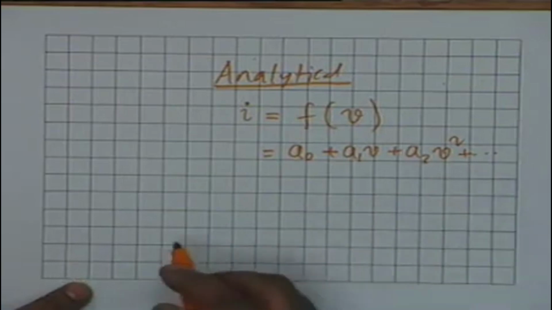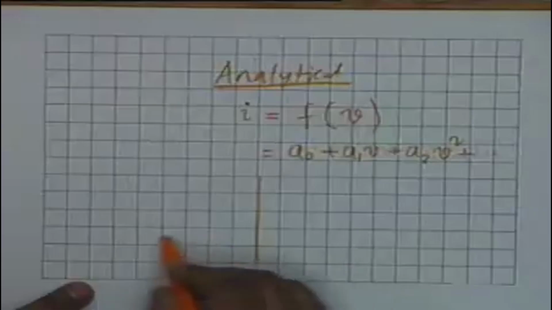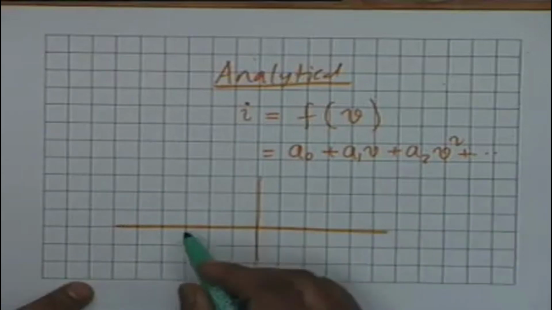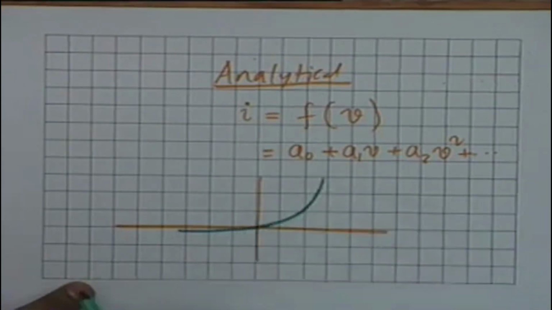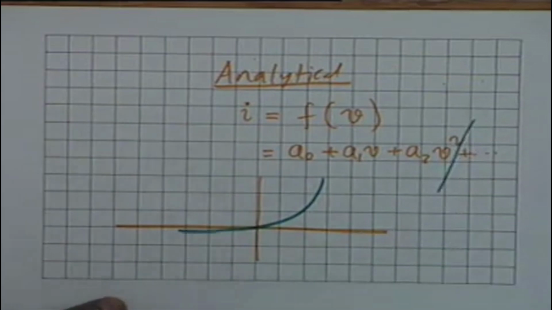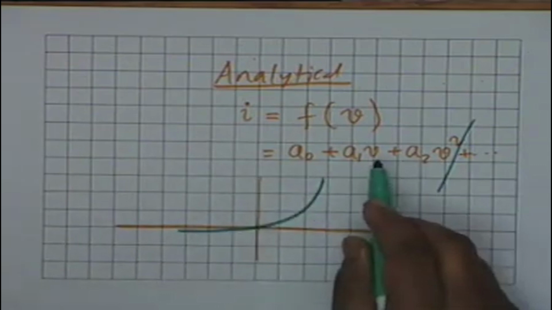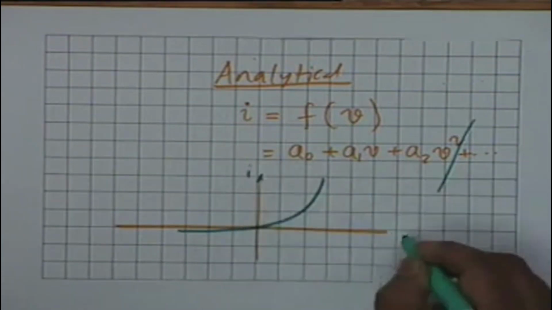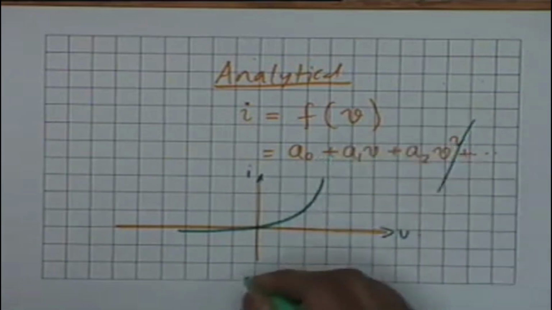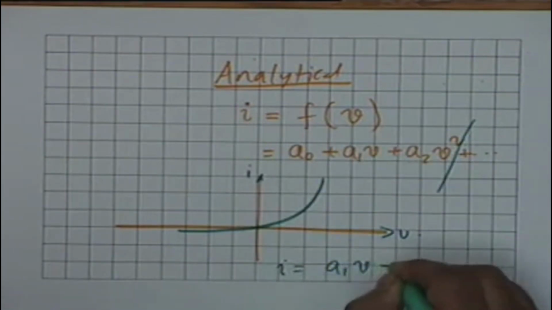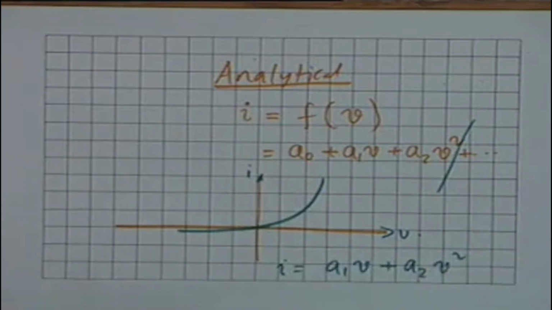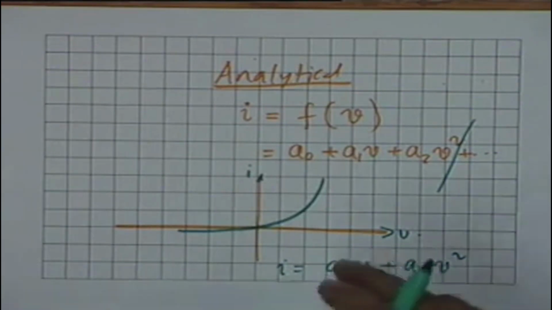For example, if you consider a characteristic of a diode, and you want to approximate it up to the quadratic term, that is the squared term, then you notice that I equals 0 when V equals 0. This is I and this is V. Therefore, the A0 term shall be equal to 0. That is, what I have is I equal to A1 V plus A2 V squared. The A0 term is 0 because V equal to 0 means I equal to 0.